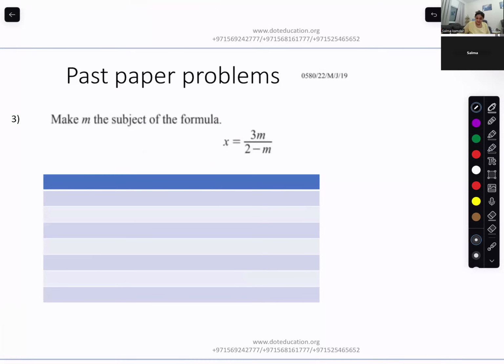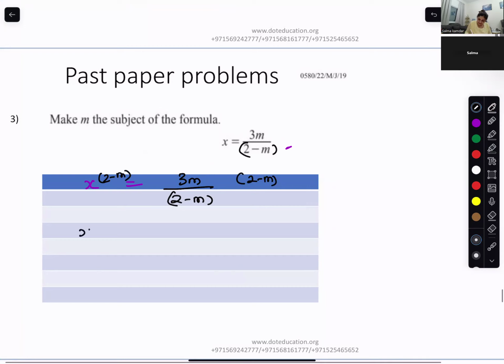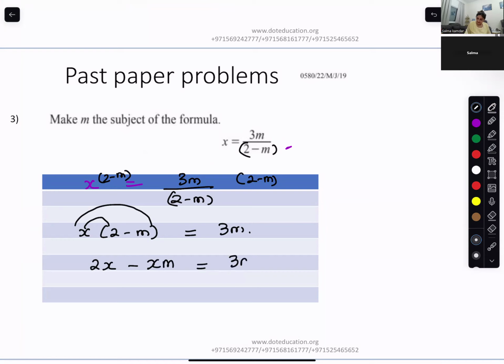Your next question, make m the subject of the formula. So first I will get rid of this denominator. So I will write this equation over here as it is. I'll multiply both the sides by 2 minus m. So 2 minus m and 2 minus m. So what I'm left with is x times 2 minus m is equal to 3m. Now I'll try to open the brackets. So it will become 2x minus xm is equal to 3m.